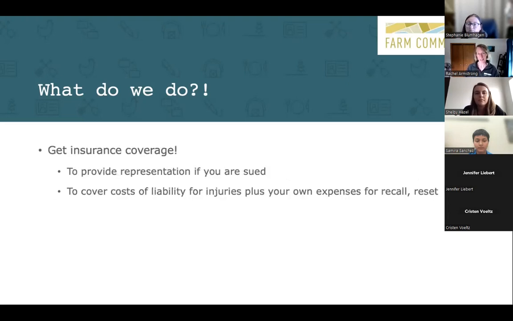What you need to do is get insurance coverage. Okay, so when most people think about insurance, they're thinking about the funds that cover the actual liability. They're thinking about the medical costs and the damages to the injured person. But really, insurance is much more than that. Your insurance company is likely to provide you with an attorney who will defend you.